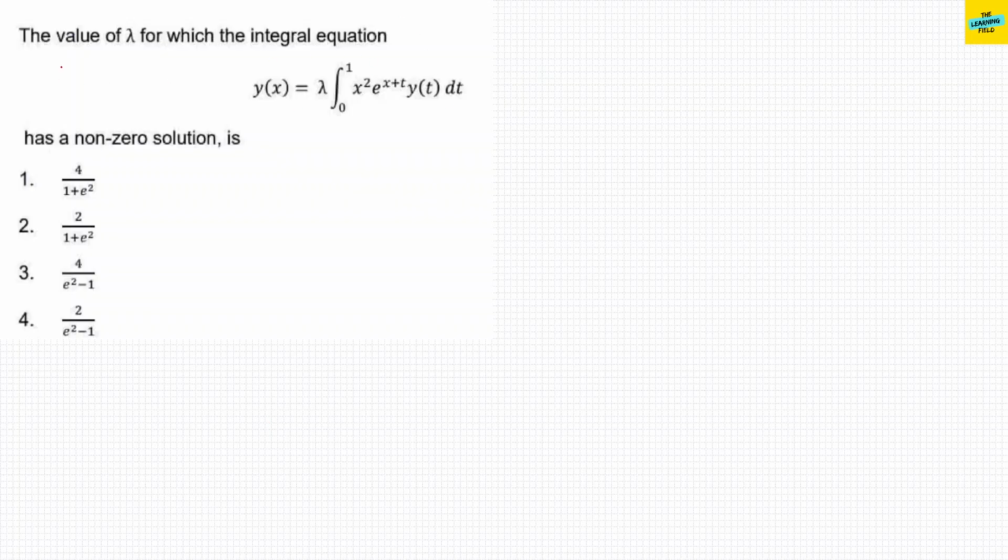Okay, so this is a 3 marks problem of CSIR-NET December 2023. It says: find the value of lambda for which the integral equation has a non-zero solution. So the given integral equation, if we write, is y(x) equals lambda integral from 0 to 1 of x square e to the power (x plus t) into y(t) dt. So we can write it as lambda x square e to the power x into the integral from 0 to 1 of e to the power t y(t) dt.